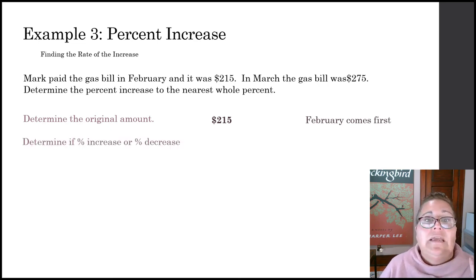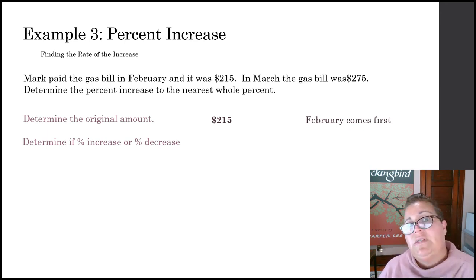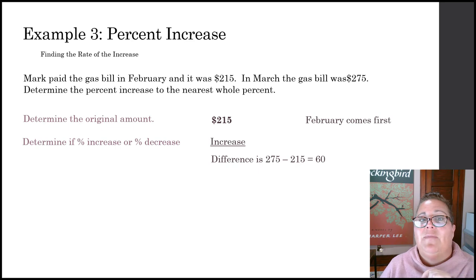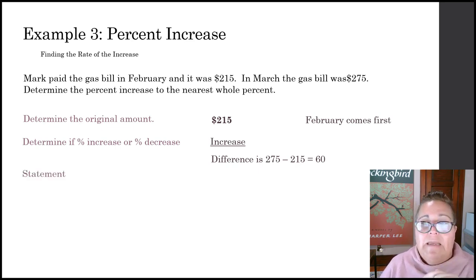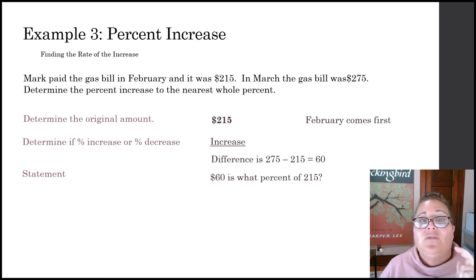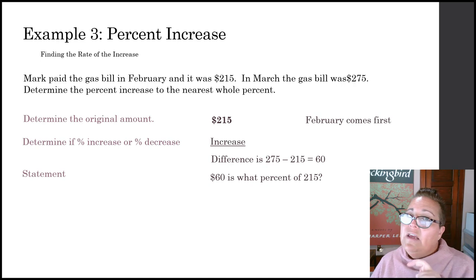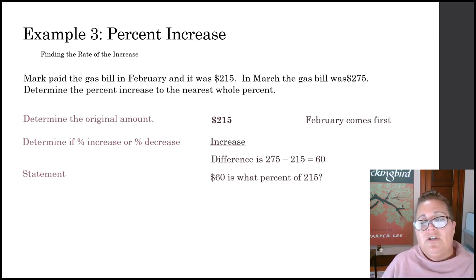Now, is this going to be a percent increase or a percent decrease? Well, we're going from 215 to 275, so this is an increase. The difference is actually 275 minus 215, or $60. That means that $60 is what percent of the original amount, and the original amount is 215. So 60 is what percent of 215.